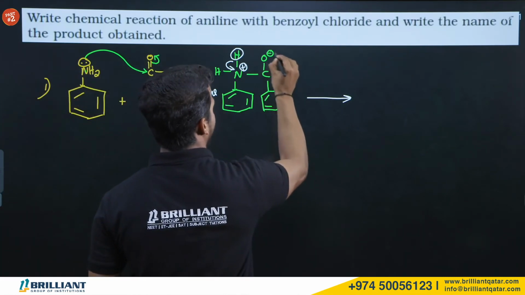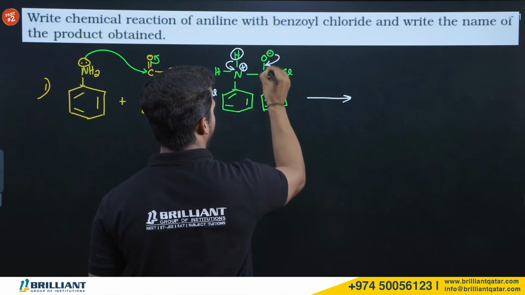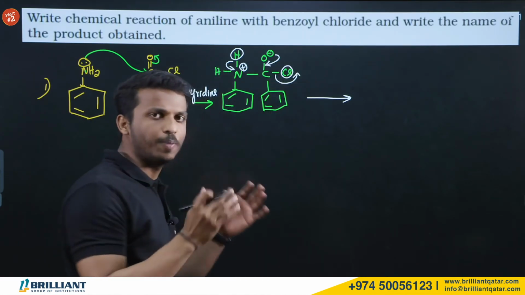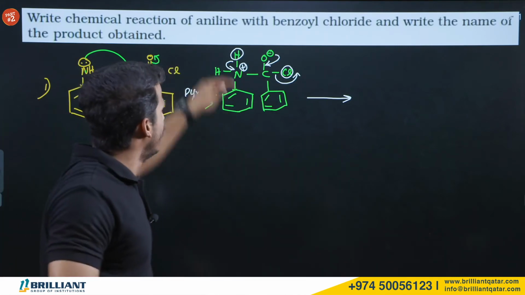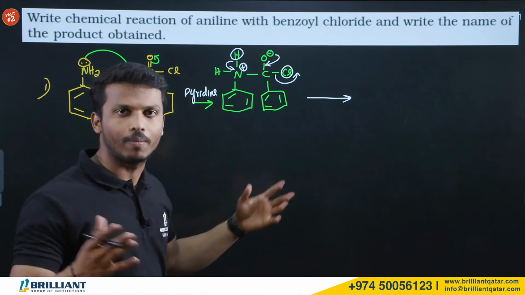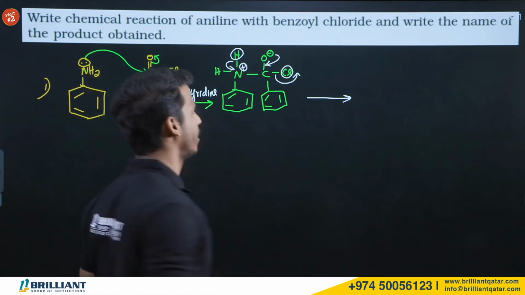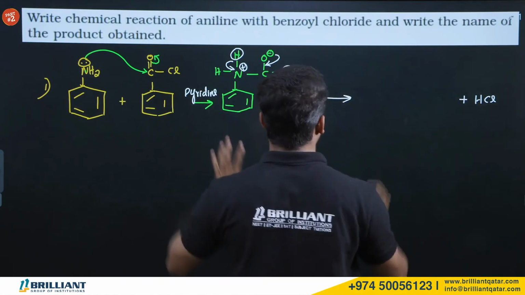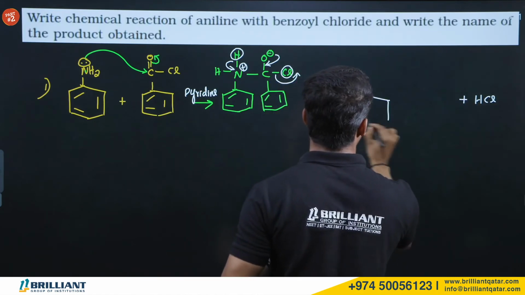One more thing. This oxygen negative comes back. It again becomes C double bond O, and this chlorine also leaves. So which species are leaving from the system? This hydrogen is leaving as an H plus ion. This chlorine is leaving as a Cl minus ion. What is that? HCl. So your byproduct is HCl, plus the remaining product.